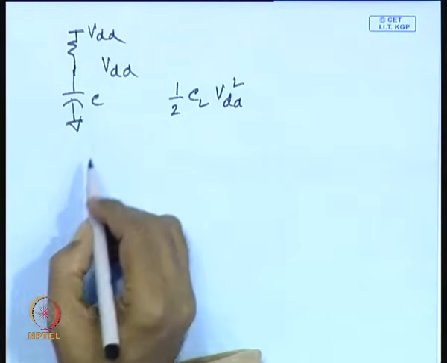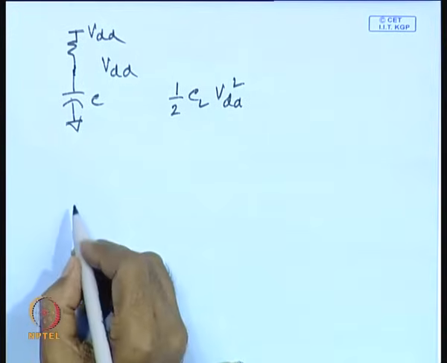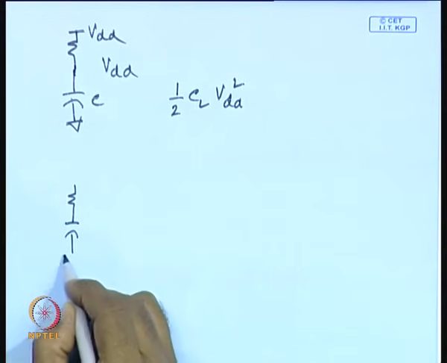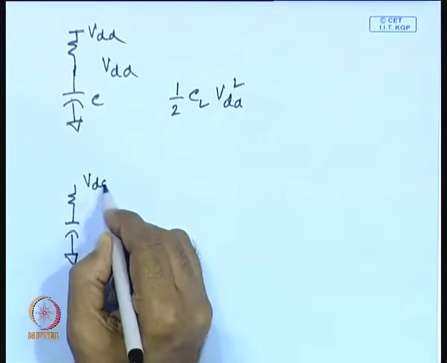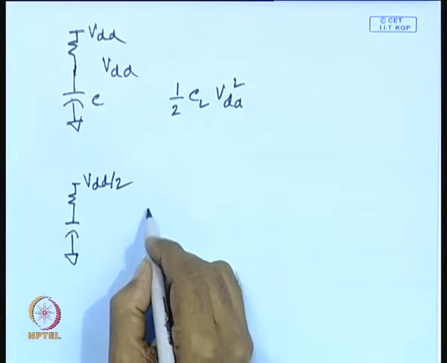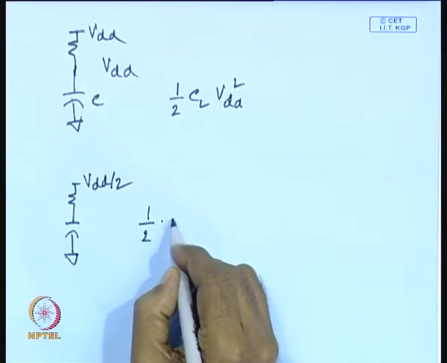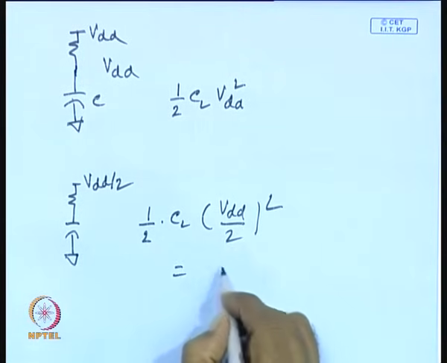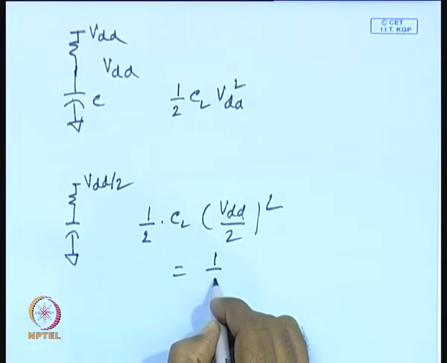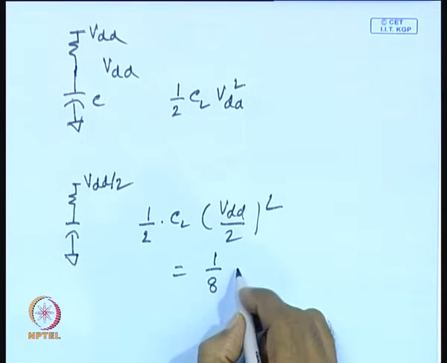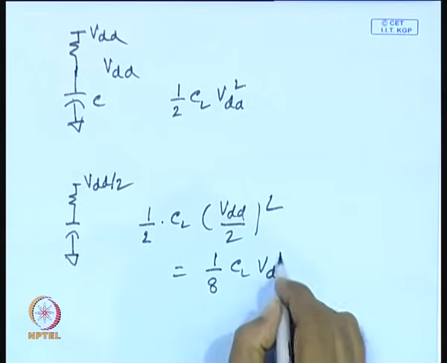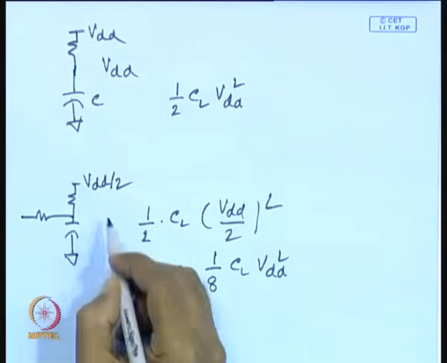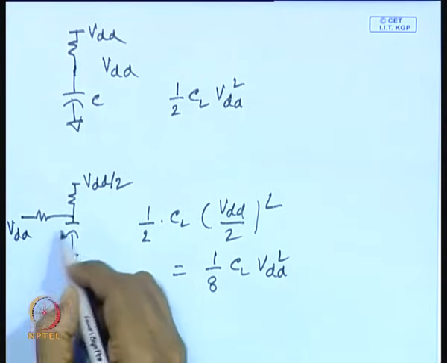Instead of doing that, let us assume we first charge the capacitor to VDD by 2. Then how much energy will be lost in charging? Half CL into VDD by 2 square, that is 1 by 8 CL VDD square. Now let us assume another supply, where after this charging is over, you charge it to VDD.